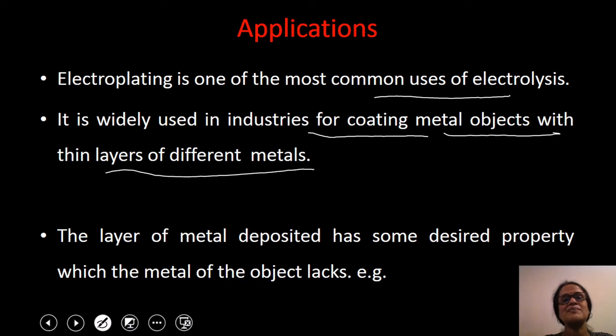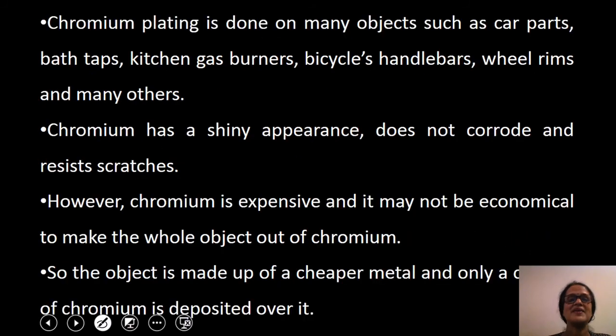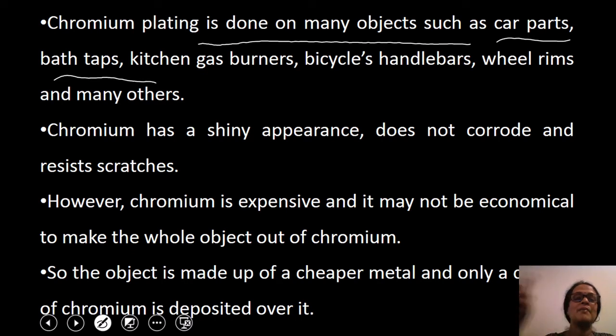Silver-plated jewelry, a layer of silver will be deposited on some other cheaper metals. The layer of metal deposited has some desired property which the metal object lacks. For example, all of you know that chromium plating is done on many objects. It is done on car parts, bathtubs, kitchen gas burners, bicycle handlebars, wheel rims, and many other uses you will see of chromium plating.